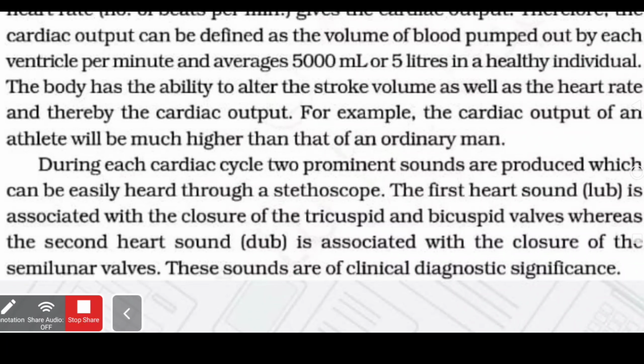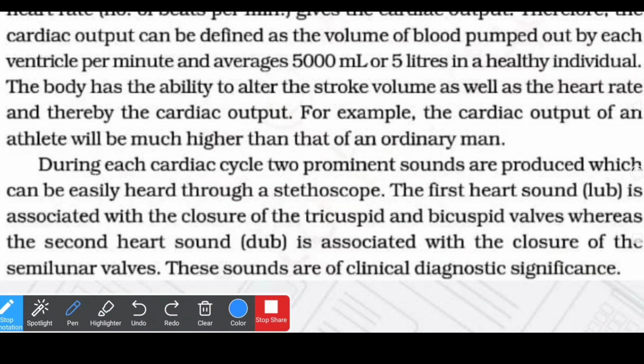Now, during each cardiac cycle, two prominent sounds are produced, which are called lub and dub. The first heart sound, lub, is associated with the closure of the tricuspid and the bicuspid valves, whereas the second sound, dub, is associated with the closure of the semilunar valves. So lub is produced by the closure of the tricuspid and the bicuspid valves, whereas dub is produced by the closure of the semilunar valves. So go through the cases as well.